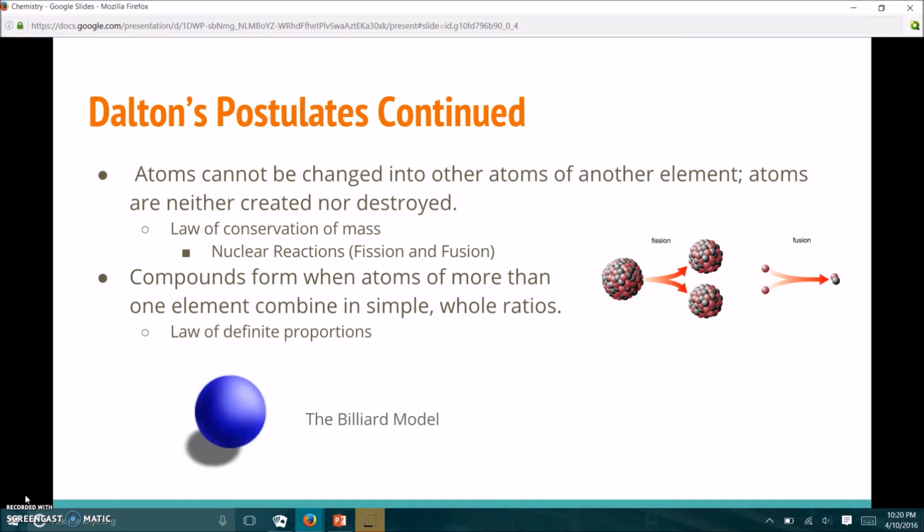His fourth postulate states that compounds form when atoms of more than one element combine in simple whole ratios, and this is still relevant today, and we still use this, and we now know it as the law of definite proportions. Dalton's model of the atom is called the billiard model.